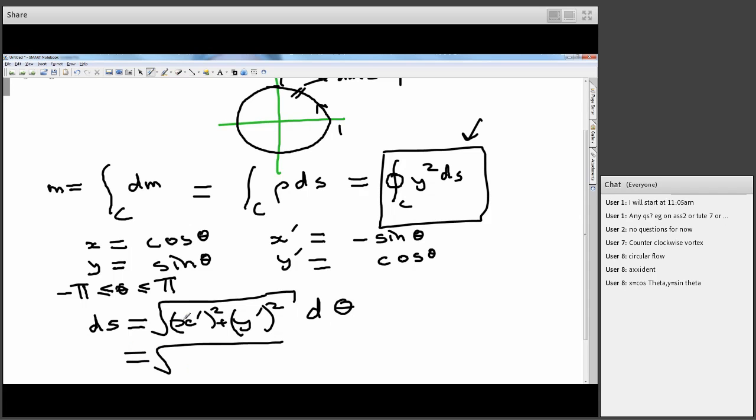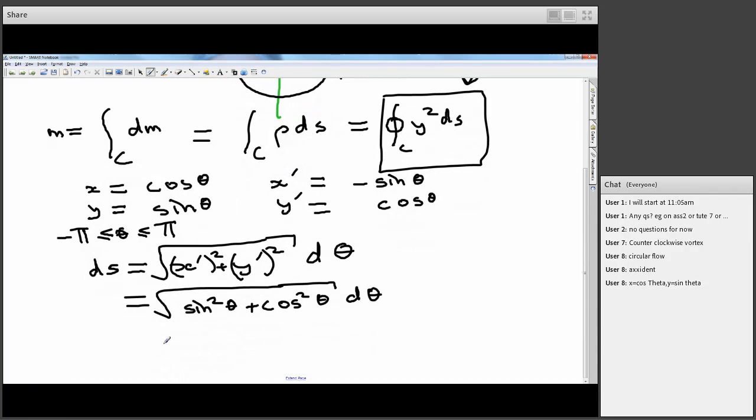So x dash would be minus sine squared, so the minus sign disappears. Plus y dash, which would be cos squared. D theta. So what is sine squared plus cos squared equal to? You remember? Yep, lots of people. So it's 1, so that ends up just reducing down to d theta, which is pretty nice.